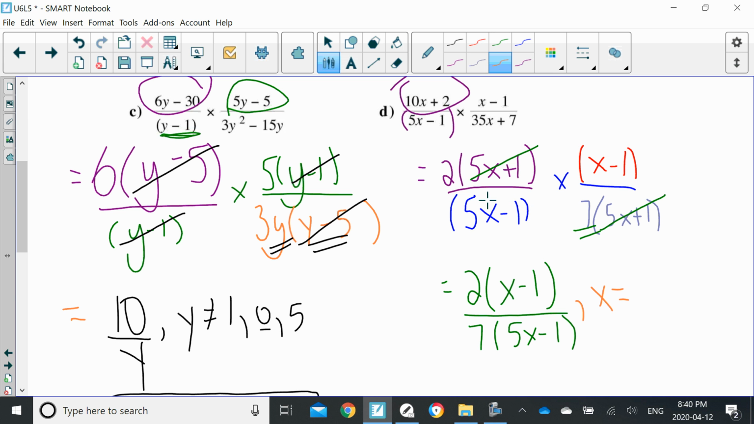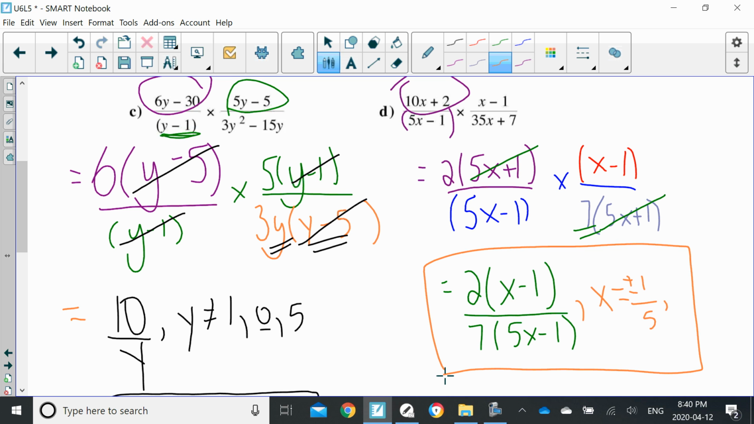So if I go to this factor here, that factor cannot be equal to 1/5, and this factor cannot be equal to negative 1/5, right? 5x plus 1 cannot be equal to 0. Solve for x and you get negative 1/5. So my solution is actually x cannot be equal to plus or minus 1/5. And that would be my answer.